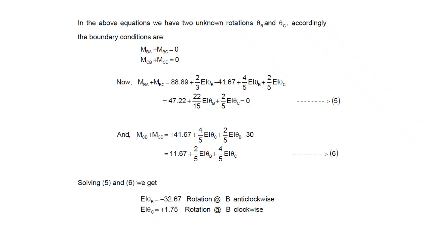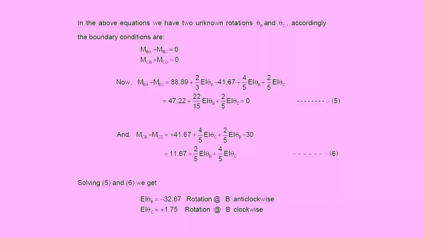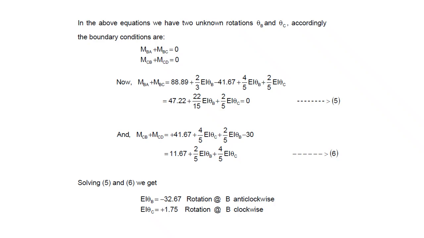So let us consider joint B. The moments on either side are MBA and MBC. The sum of the moments meeting at the joint, MBA plus MBC, is going to be zero. Next, you consider joint C. So MCB plus MCD is going to be zero. Applying all the values in the two joint equilibrium conditions, you can get equation 5 and equation 6.